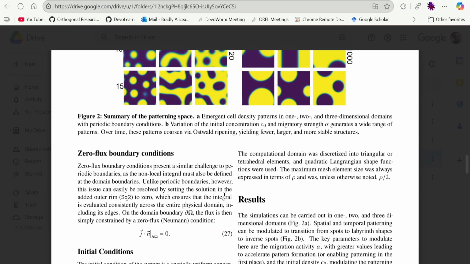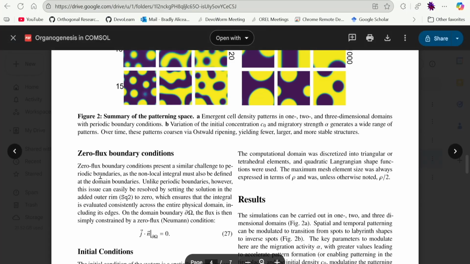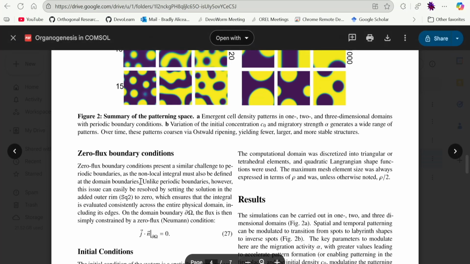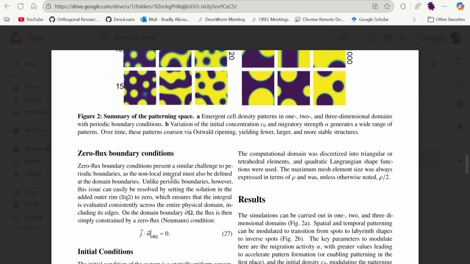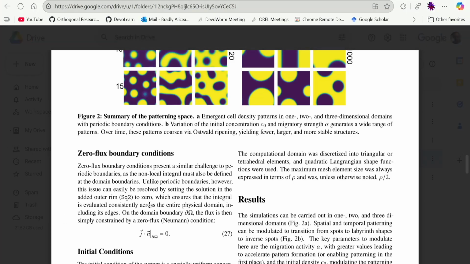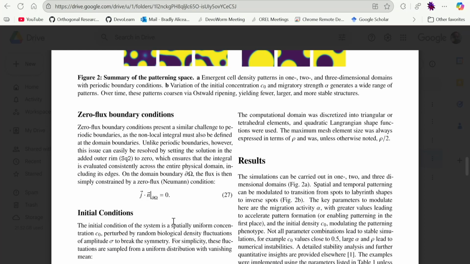And so then they talk about zero flux boundary conditions. Zero flux boundary conditions present a similar challenge to periodic boundaries, as the non-local integral must also be defined at the domain boundaries. Unlike periodic boundaries, however, this issue can easily be resolved by setting the solution in the added outer rim to zero, which ensures that the integral is evaluated consistently across the entire physical domain, including its edges. The flux is simply constrained by a zero flux Neumann condition, which is here. And so that's how they fix this. It's the J vector that's fixed to zero.